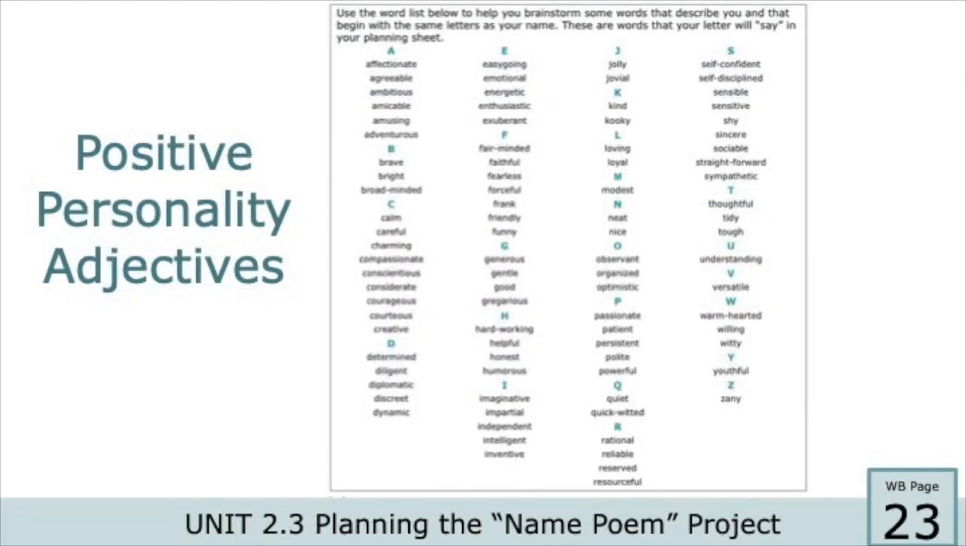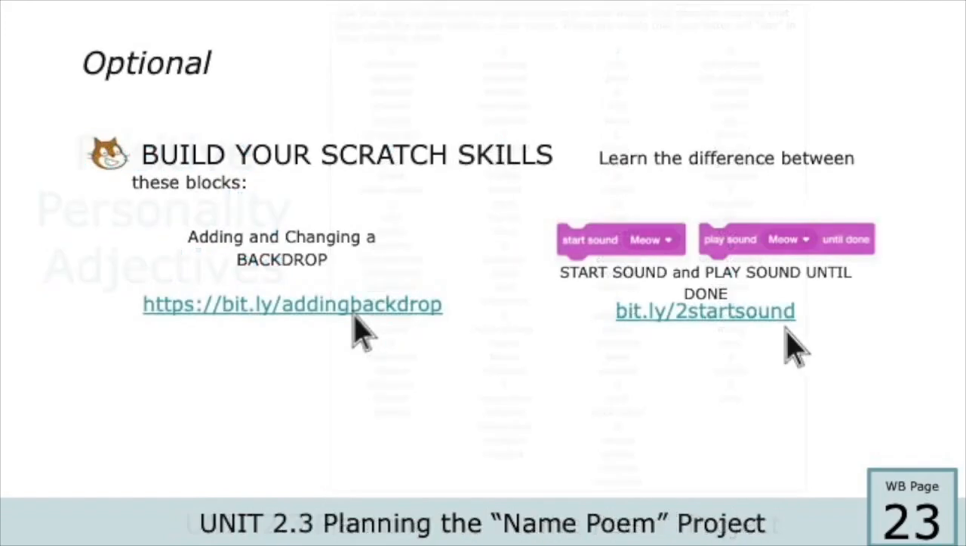In the student workbook, we've given positive personality adjectives, so they don't have to guess for words if they don't know them. We've got all sorts of adjectives that they can choose from A to Z, so that they can use them for their planning guide. And then we have two videos. One is how to add and change a backdrop. And the second one is how to add and play sound, which you got a little bit of doing the quest with Rue and Hetty and Bunny. So you probably have a little bit, but it also gives some helpful hints on how to add sounds and modify sounds in Scratch.